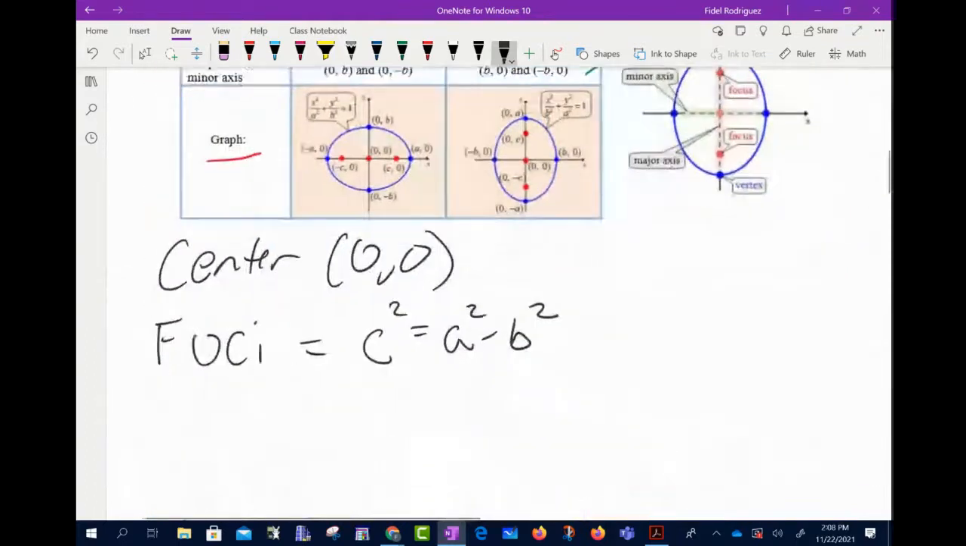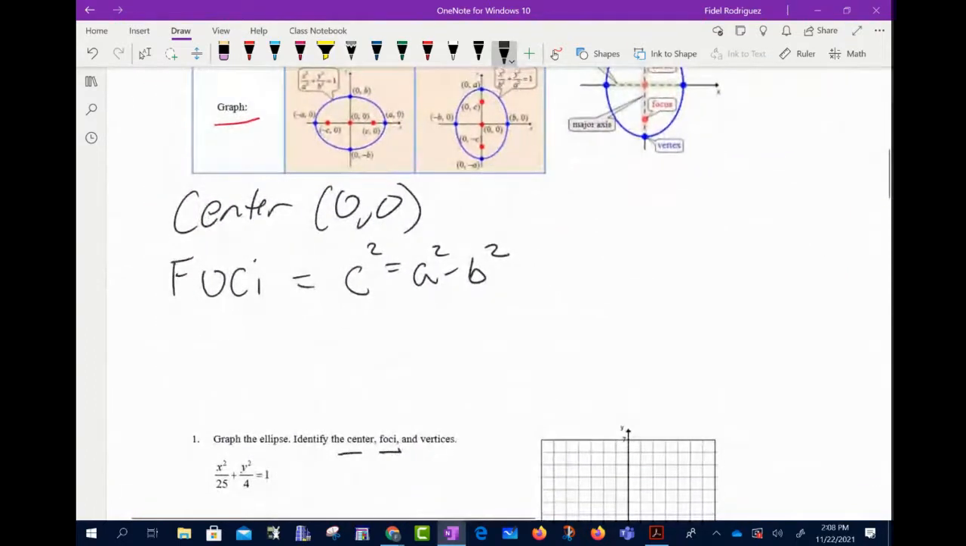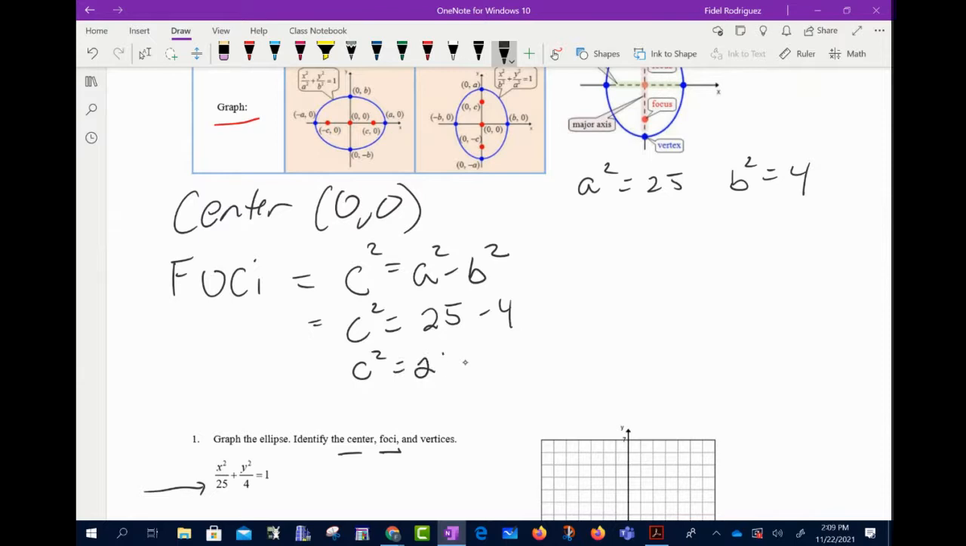All right, so let's see if we can figure this out. So I'm going to come back over here. All right, so c squared equals a squared. So a squared, y'all, is already that number right there. I'm going to write this on the side. a squared is 25, and b squared in this case is 4. So we're going to say, look, this is 25 minus 4, which is 21. So that means that c is equal to the square root of 21.